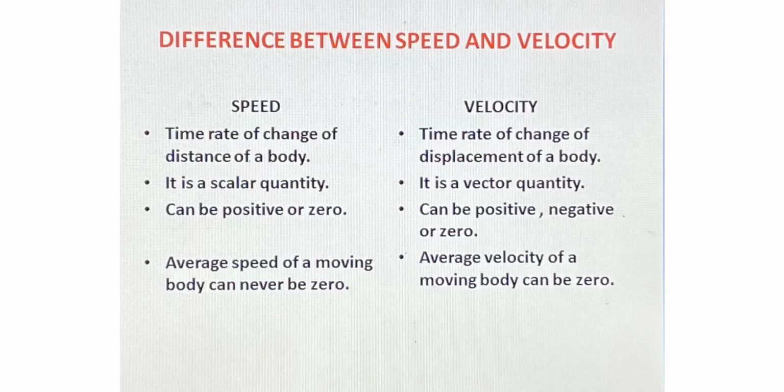Now let us see the difference between speed and velocity. First of all, speed. Time rate of change of distance of a body is speed and time rate of change of displacement of a body is velocity. Speed is a scalar quantity, velocity is a vector quantity. Speed can be positive or zero, velocity can be positive, negative or zero. Average speed of a moving body can never be zero. Average velocity of a moving body can be zero.